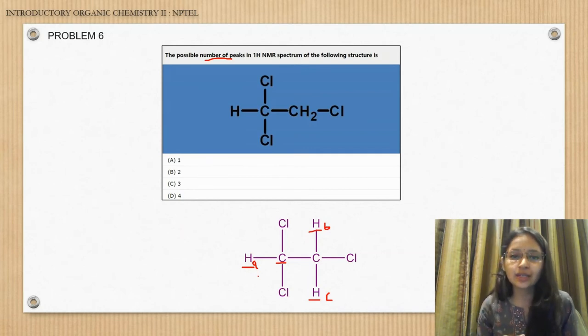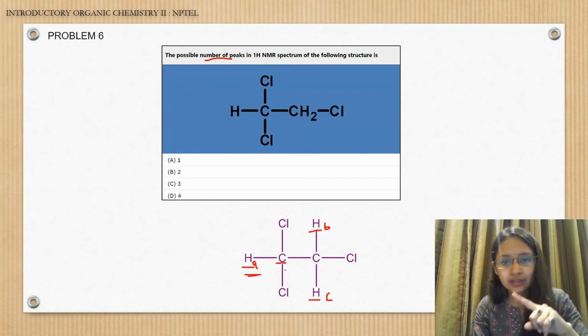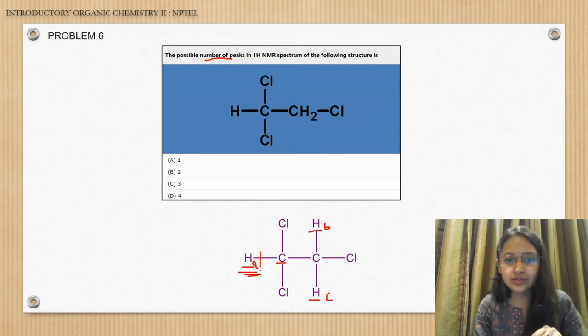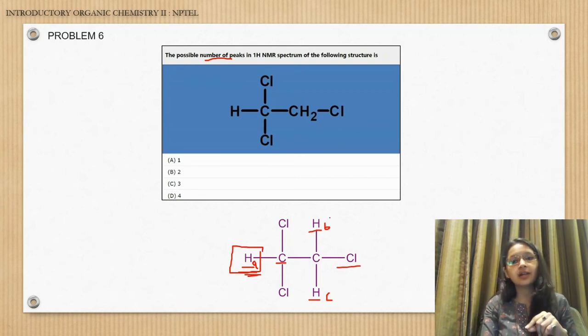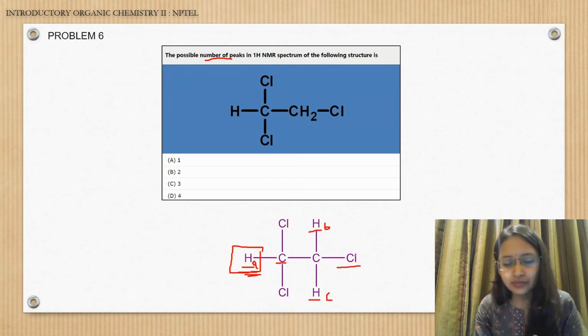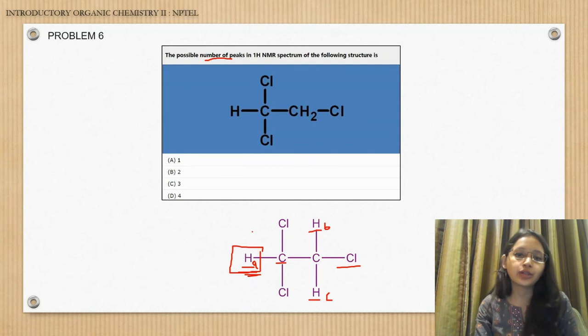Okay. So if we see Ha, it is attached to the carbon, which in turn is attached to two chlorine atoms. So this proton is very much different from Hb and Hc, because in Hb and Hc there is only one chlorine atom present on the same carbon, that is, in the vicinity. Okay, so how many signals are we going to get for this particular compound? If anyone knows, just make a guess.